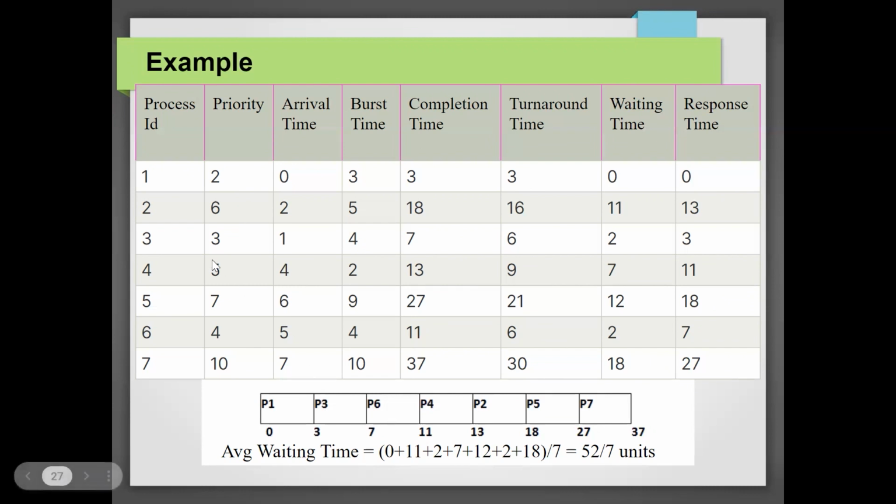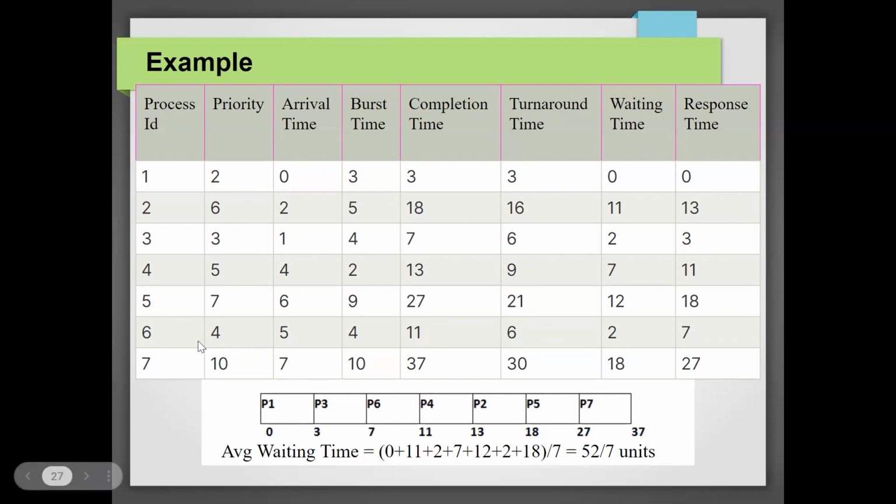The burst time for process P3 is 4, so process P3 executes for 4 units of time. At time 7, process P3 completed execution. Once process P3 completed execution, at time 7 I have 5 more processes waiting in the ready queue: P2, P4, P5, P6, P7. Among all 5 processes, I have to choose process P6, because among P2, P4, P5, P6, P7, P6 has the highest priority. So I have chosen process P6 next.